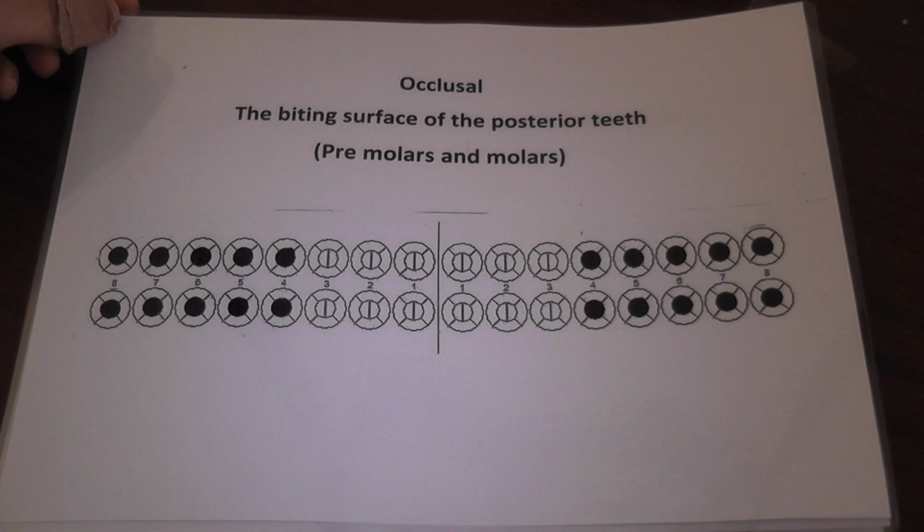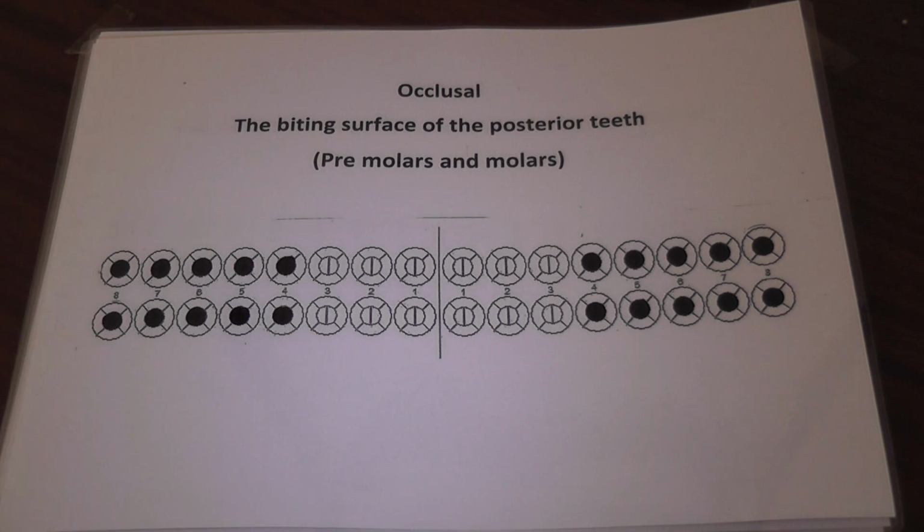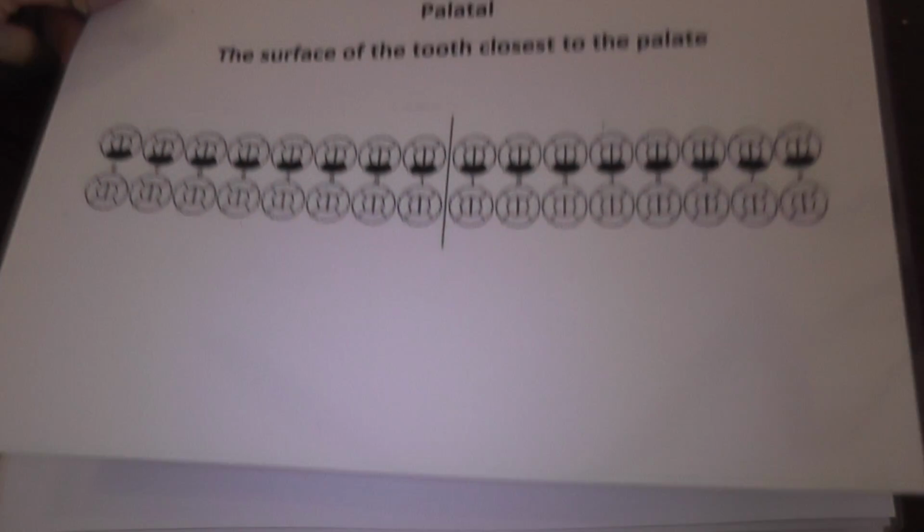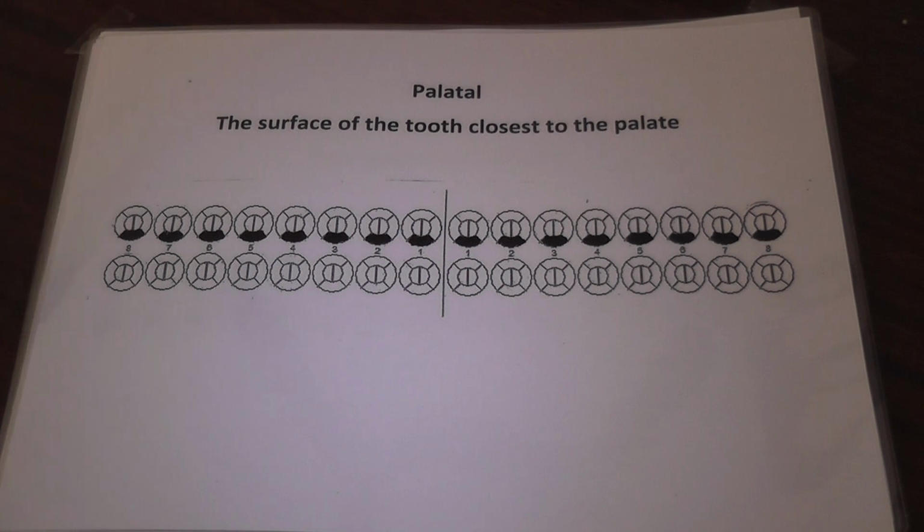Occlusal. This is the biting surface of posterior teeth only. I have coloured all of the occlusal surfaces. Please note here the cut-off between posterior and anterior. Anterior teeth do not have an occlusal surface. Palatal. This is the surface closest to the palate. Our palate is only on the maxillary or upper jaw. I have coloured these here.